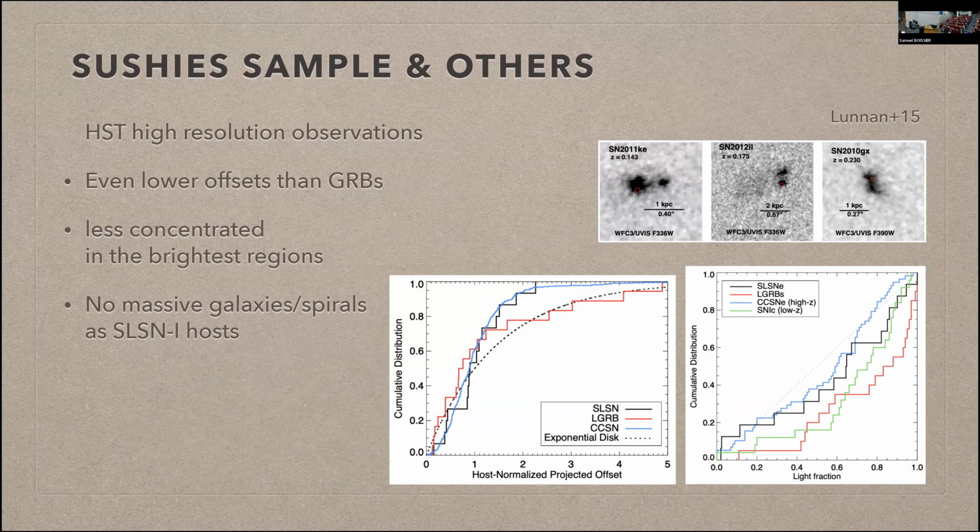And also here there have been some nice studies with HST data about their location and how well they're correlated with the blue light and the offset. They are even closer towards the center of the host than GRBs. But they're slightly less concentrated in the brightest regions, although possibly here there's quite a lot of error.